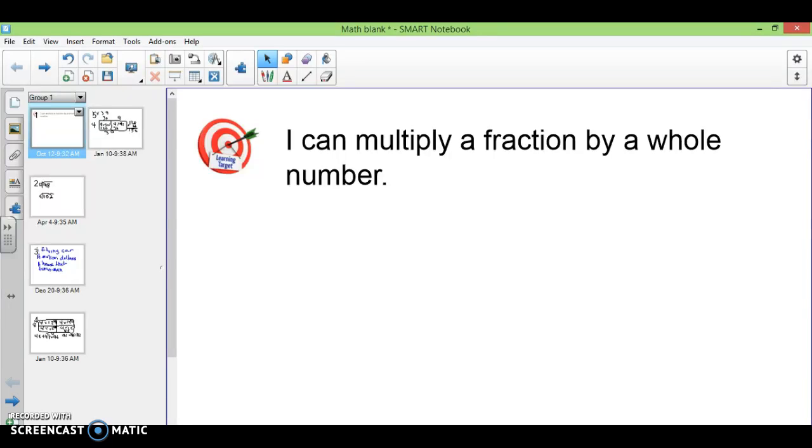Here we go, fourth graders. In the morning meeting, we talked about what you're going to do this weekend. I would like you to share that in group. The morning target is I can multiply a fraction by a whole number.